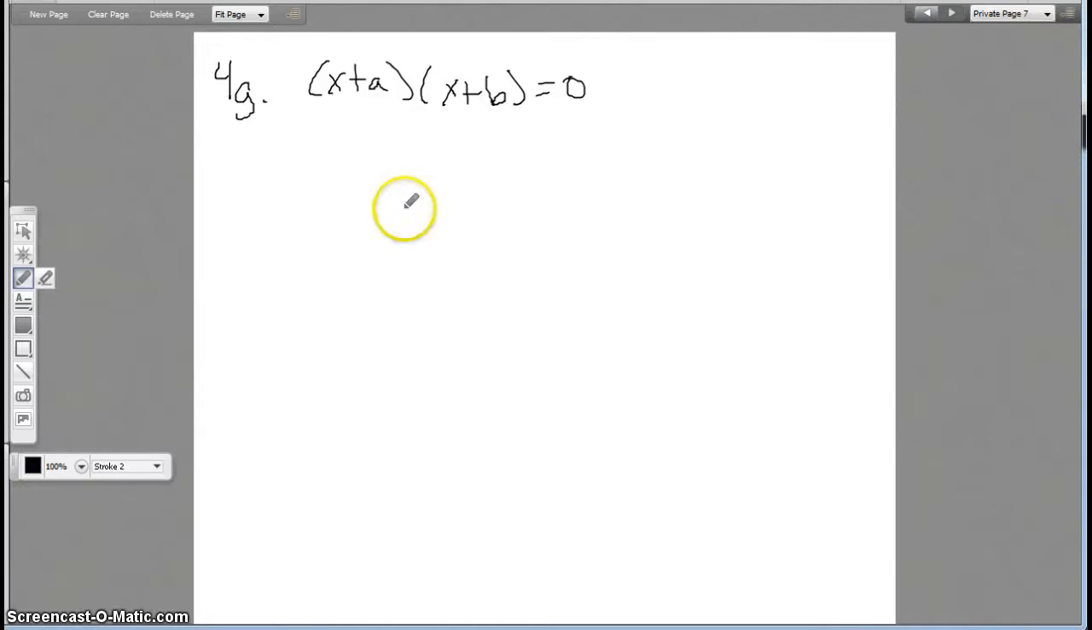This is Jacob's Algebra, Chapter 13, Lesson 4, Part 2, Solving Quadratic Equations by Factoring.